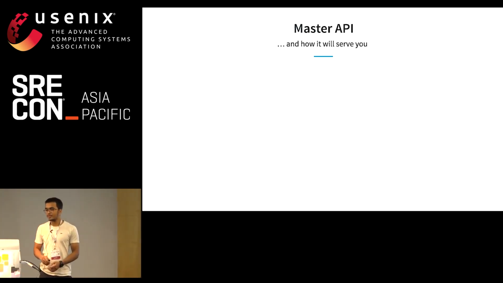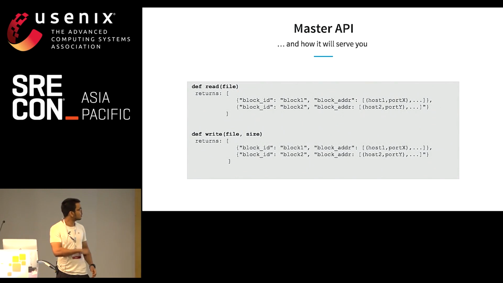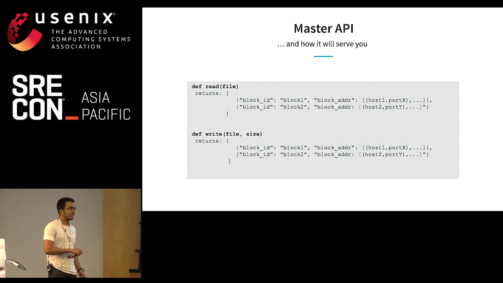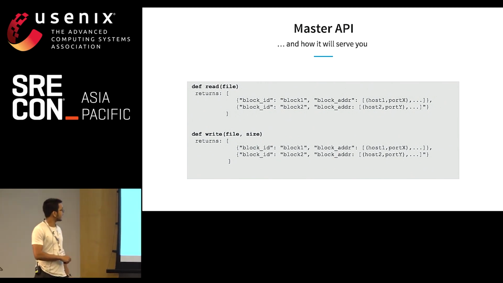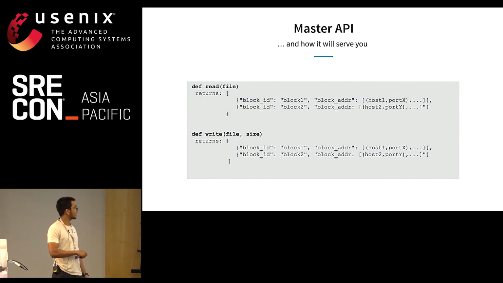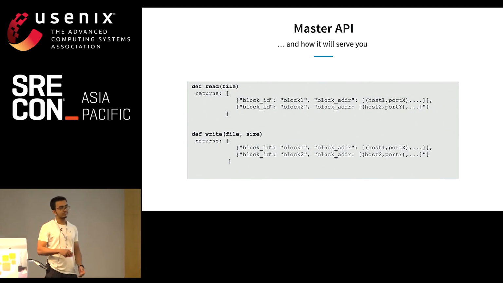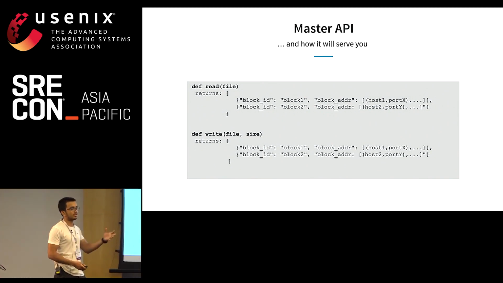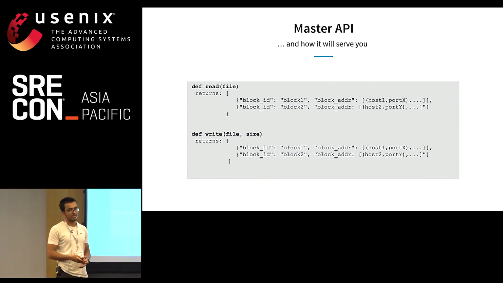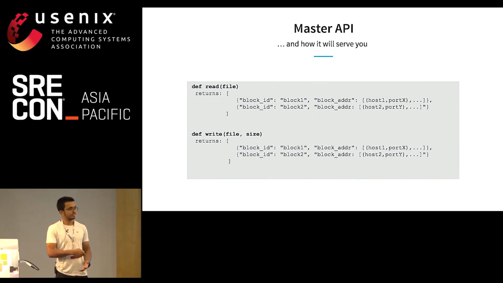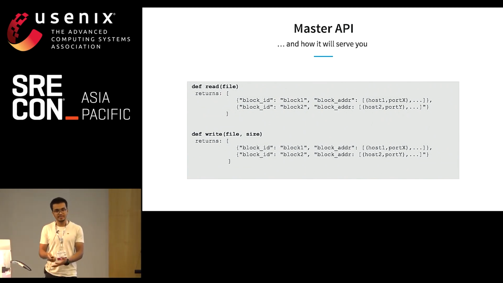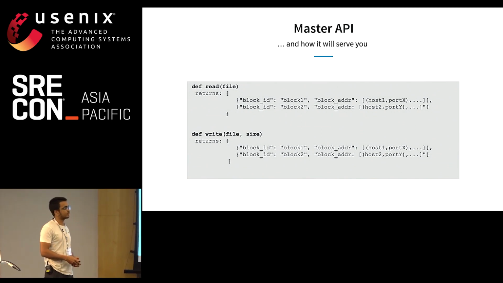Let's take a look at the API. How will it look? The master will have two functions, read and write. For read, you just give a file, and what it returns? Fantastic: blocks, and where to find them. That is, a list of blocks and where they are located. In case of write, along with the file, it will take the size. Why size? Because what the master does is, given a file, it will divide it into blocks, and those blocks have to be placed somewhere. So to divide it into blocks, it needs the size. It will do the allocation using whatever logic it uses. In this case, it happens to be random, and the response would be somewhat similar.